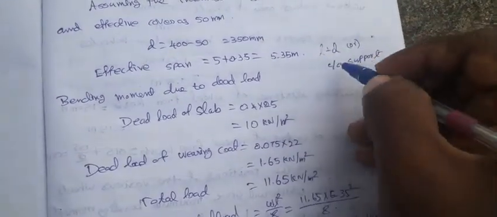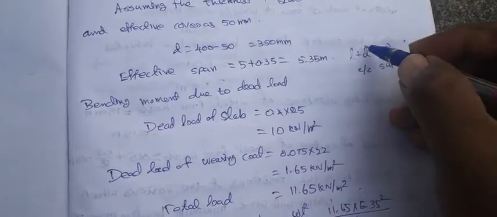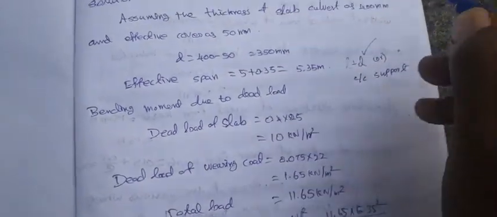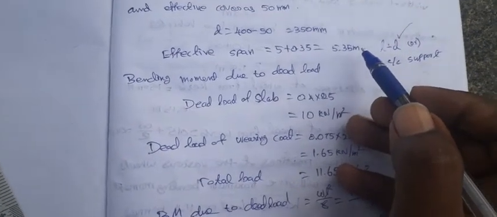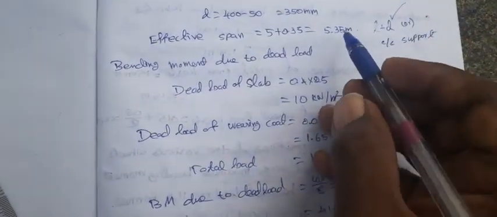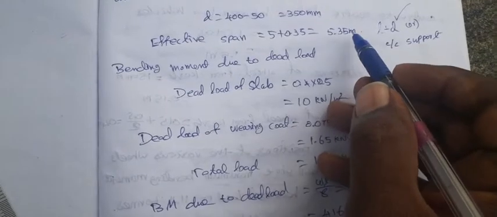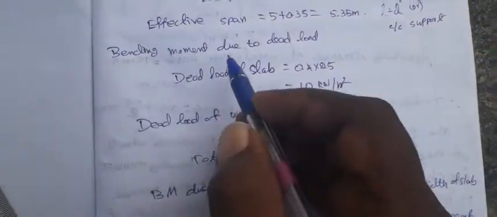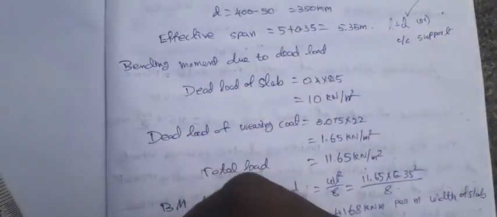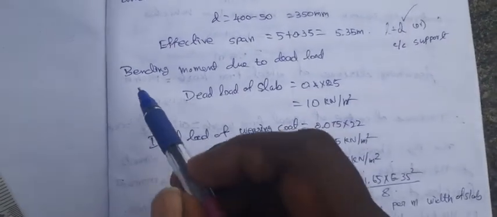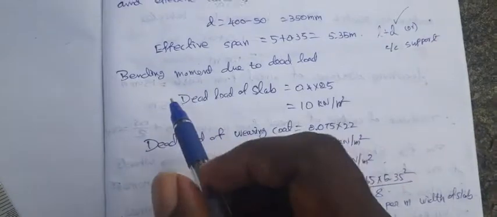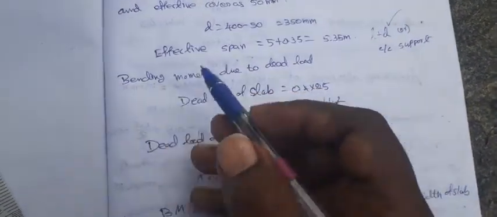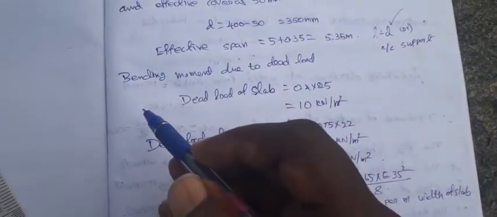Whichever is the lesser value. So we choose L plus d, which gives the lesser value of 5.35 meter. So we accept the effective span as 5.35 meter. Now the bending moment due to dead loads and the bending moment due to live loads. For slab culvert design we have to consider the bending moments due to dead loads and live loads separately. We can't merge them.